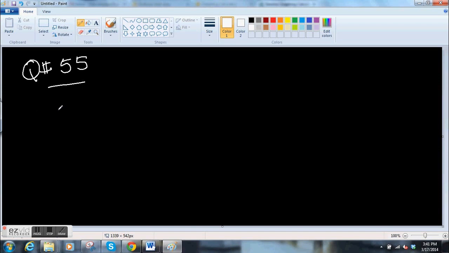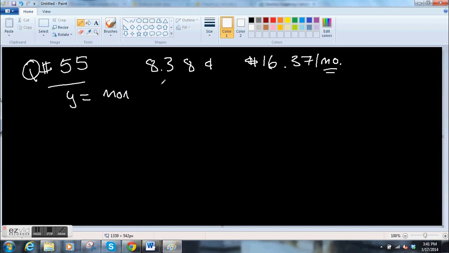So an electric utility company determines the monthly bill by adding an energy charge. So they add 8.38 cents, this is important, per kilowatt hour to its base charge of $16.37 per month. So if you let y equal your monthly charge, the question asks you to write an equation for the monthly charge y in terms of x. So your monthly charge is going to be y, and x is going to be the number of kilowatt hours used.